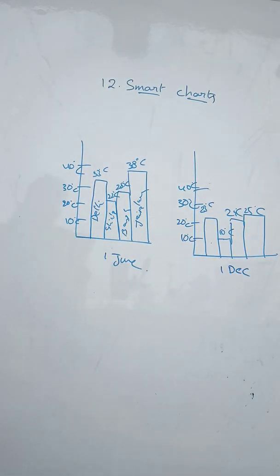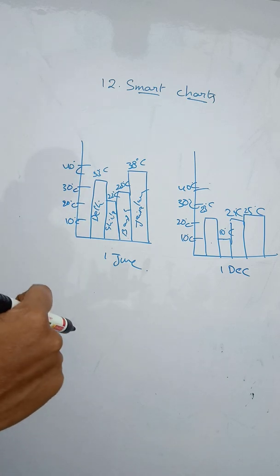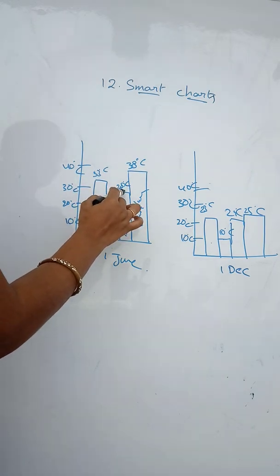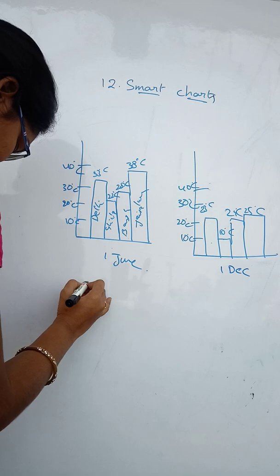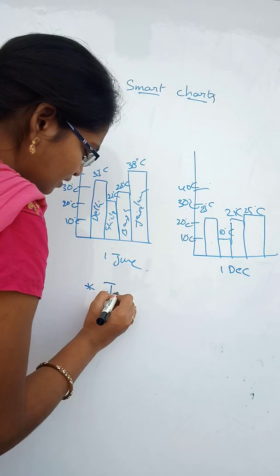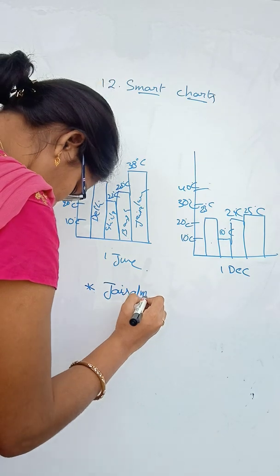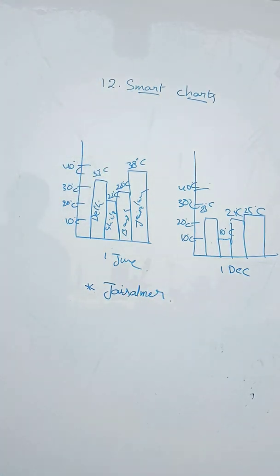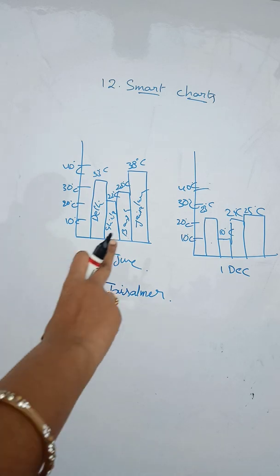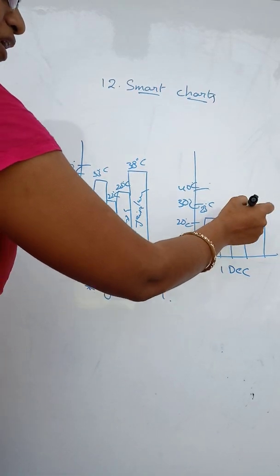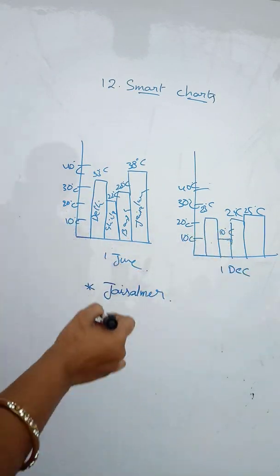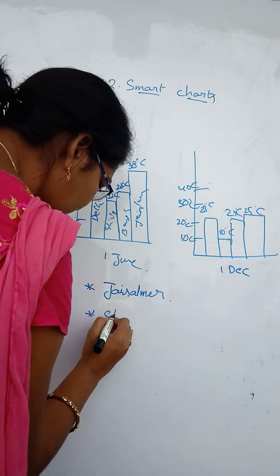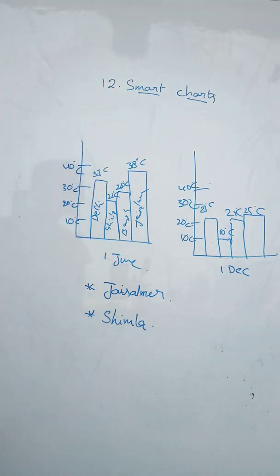Which city is the hottest on 1st June? 33, 22, 28, 38. Which one is hottest? 38 is hottest. What is the city here? Jaisalmer. Next, which is the coldest on 1st December? 23, 10, 24, 25. Which is the coldest one? 10 degrees is the coldest. Which city is it? Shimla. Shimla is the coldest city on 1st December.